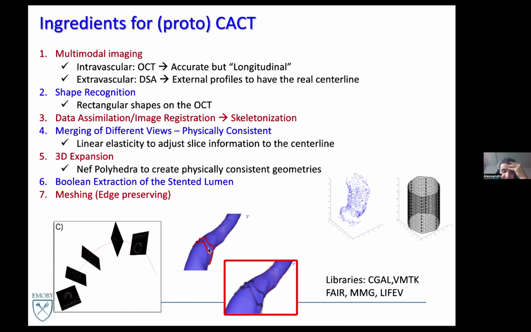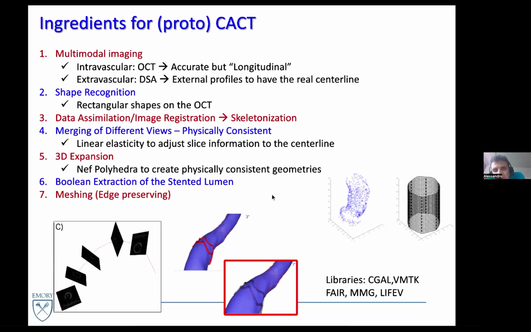But eventually, from the internal imaging, which does not include the real curvature of the vessel that we can reconstruct from digital subtraction angiography, we have to map the reconstructed skeleton into the real vessel. And from the skeleton, eventually we need to expand into a 3D structure that is geometrically consistent. And once we have the geometry of the stent in place, by Boolean extraction, we can extract the lumen. So the lumen with the stent, the stented lumen.